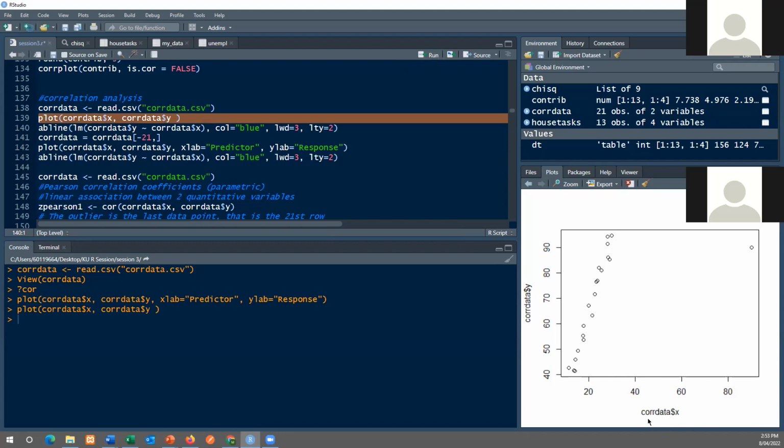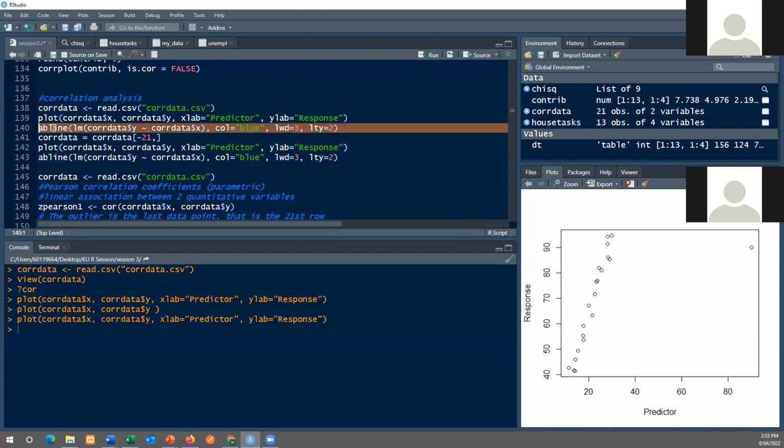But the labels are like cor X, cor Y. If you want to make it more descriptive, then this will come: a predictor and response. Instead of X and Y, you say what is X and what is Y. Interestingly, if we want a best fit line for this plot, we can also use the abline command.